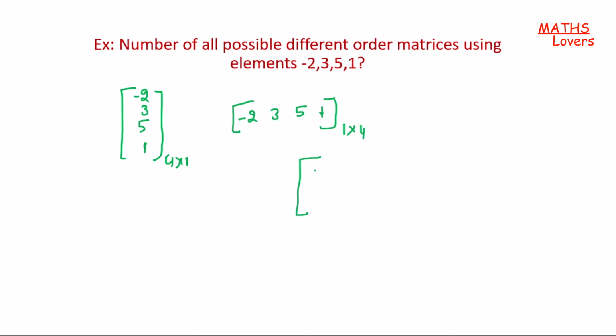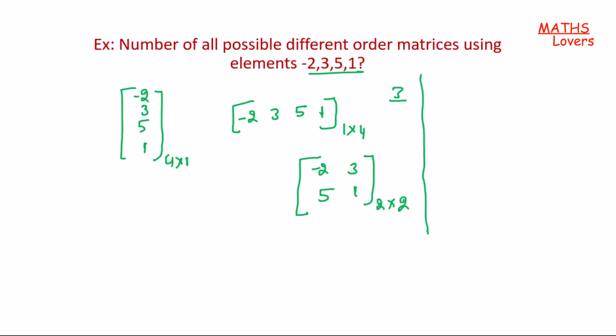One matrix can be like this: -2, 3 and 5, 1. So the order of this matrix is 2 by 2. Any other matrix is not possible here. Only 3 matrices are possible. So the answer is 3. Using these 4 elements, there are only 3 possible different order matrices.